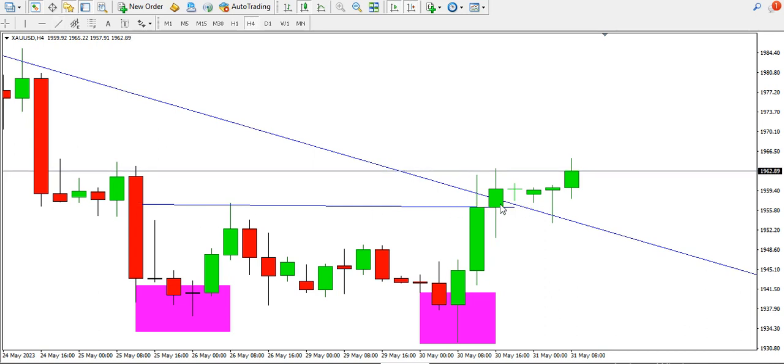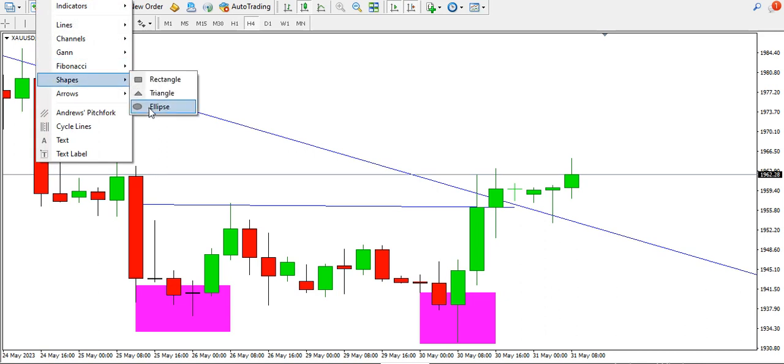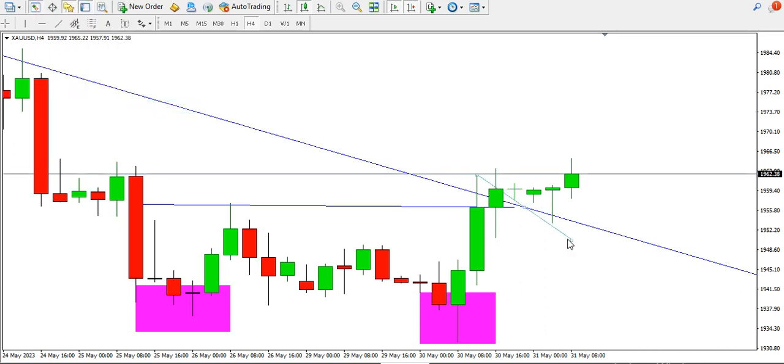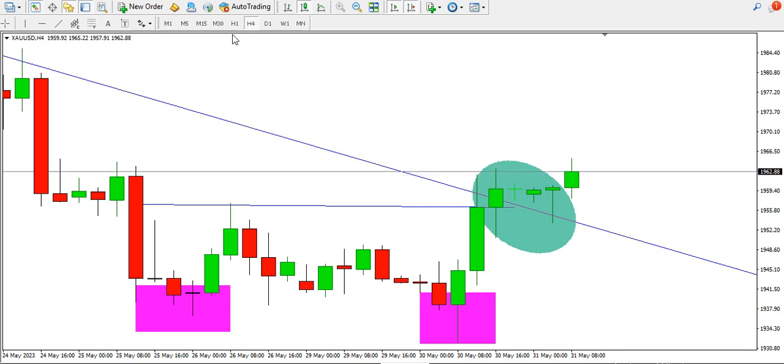We have a break of this particular neckline, and we also have a break of the descending trend line at this particular confluence. We have a confluence of the trend line and the neckline. Price broke it, we can see a retest of the two lines, and we can see price trying to make a high. This high is higher than this high, and we have a break of structure to the upside.